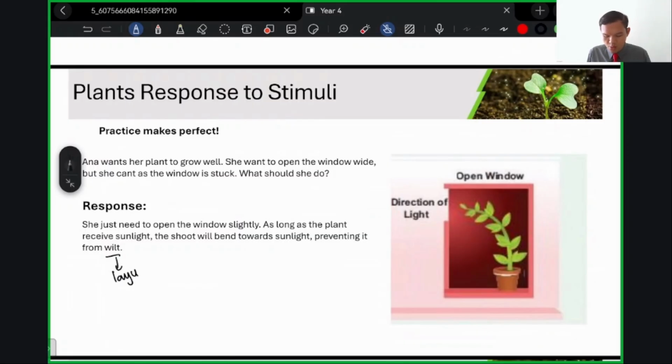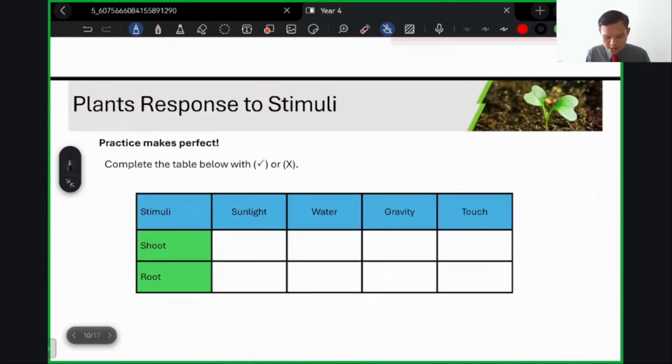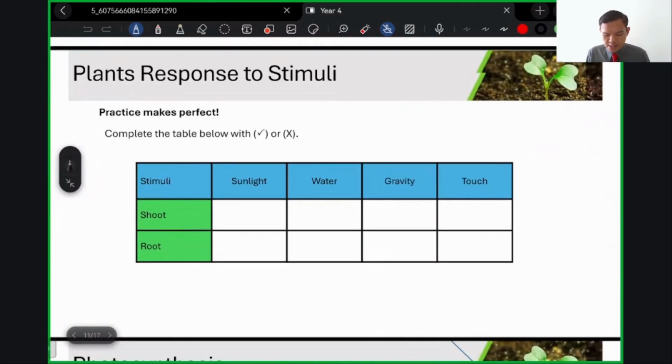Even though we only open the window slightly, as long as there is sunlight that can be supplied to the plant, it will bend and move toward the sunlight. Okay, everyone understand? Any question? No. All right, if there is no question, then we can go to the next section.